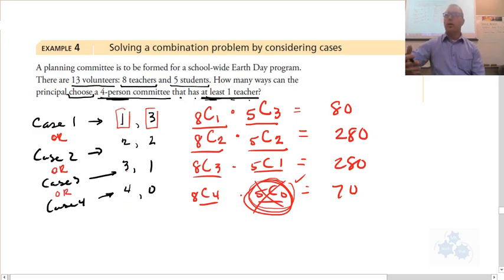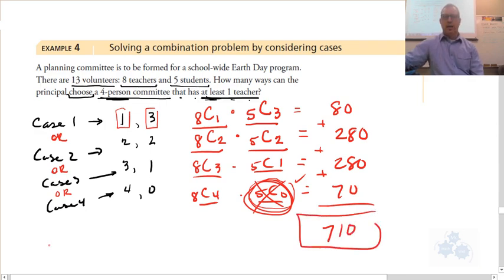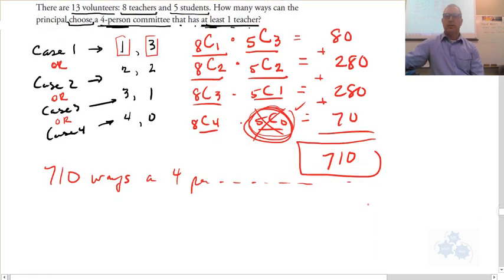So when you see or, you add, right? So you have to add all these up. And you should get a number that's like this, 710. So 710, and if it's a word problem, you should end with a word answer. 710 ways a 4-person committee could be made from 8 teachers and 5 students.